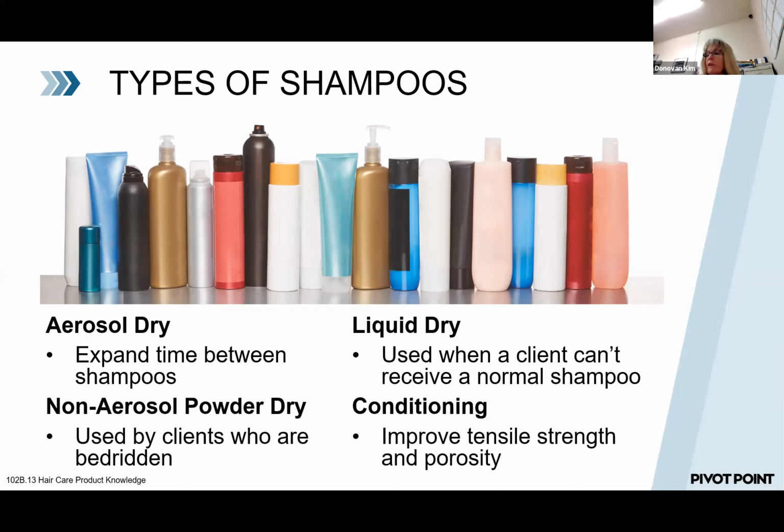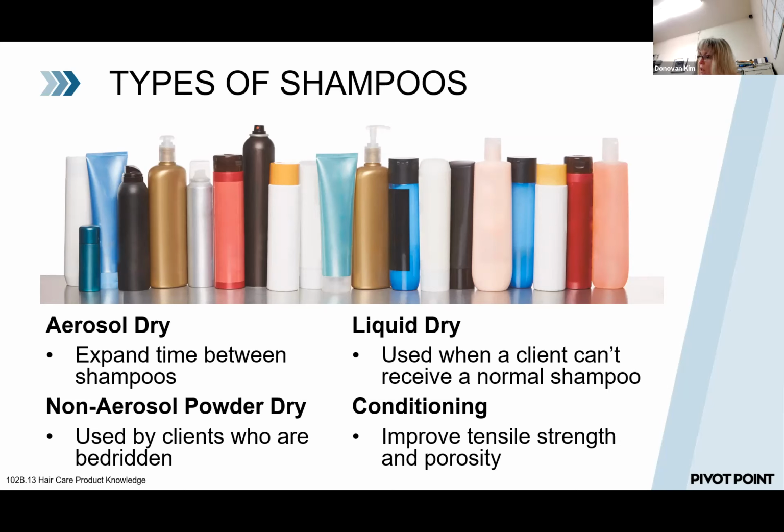Okay, so we have conditioning shampoos. Conditioning shampoos contain a small amount of conditioner in them, and it can coat the surface of the cuticle, resulting in shine and manageability, and it can improve the strength and the porosity of the hair.